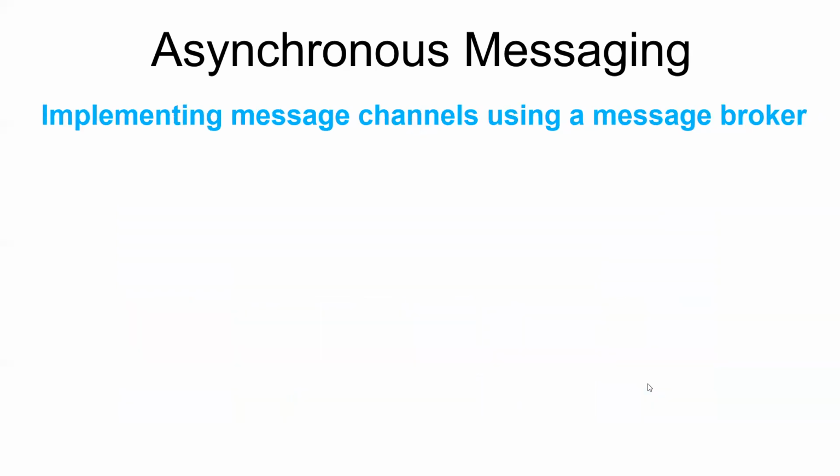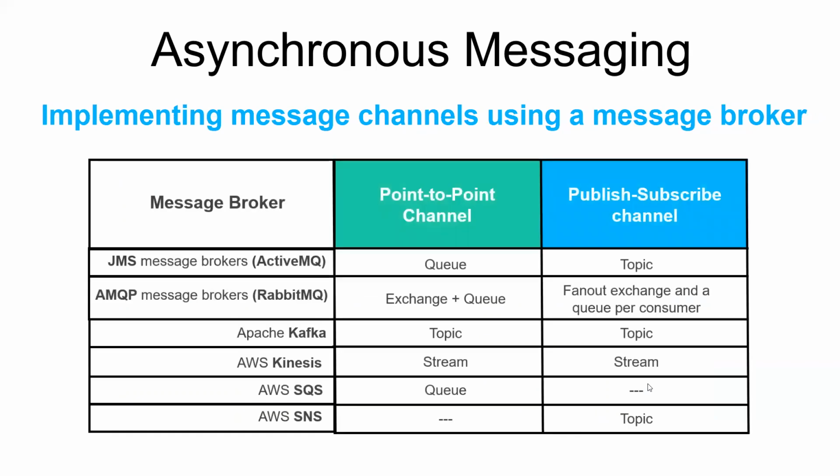Each message broker implements the message channel concept in a different way. As this table shows, JMS-based brokers such as ActiveMQ have queues and topics. AMQP-based message brokers such as RabbitMQ have exchanges and queues. Apache Kafka has topics, AWS Kinesis has streams, SQS has only queues, and SNS has only topics. Almost all the message brokers described here support both point-to-point and publish-subscribe channels. The exceptions are SQS, which only supports point-to-point, and SNS, strictly dedicated to pub-sub channels.